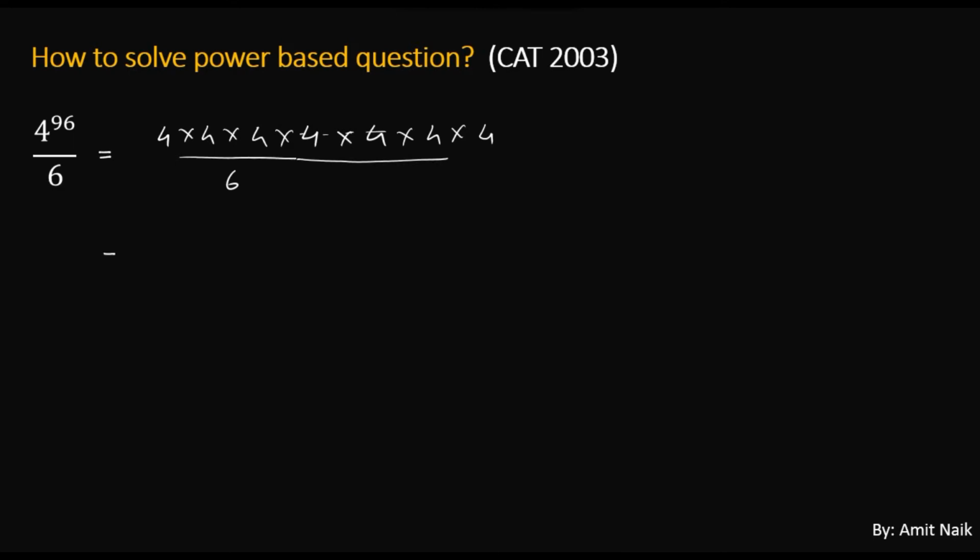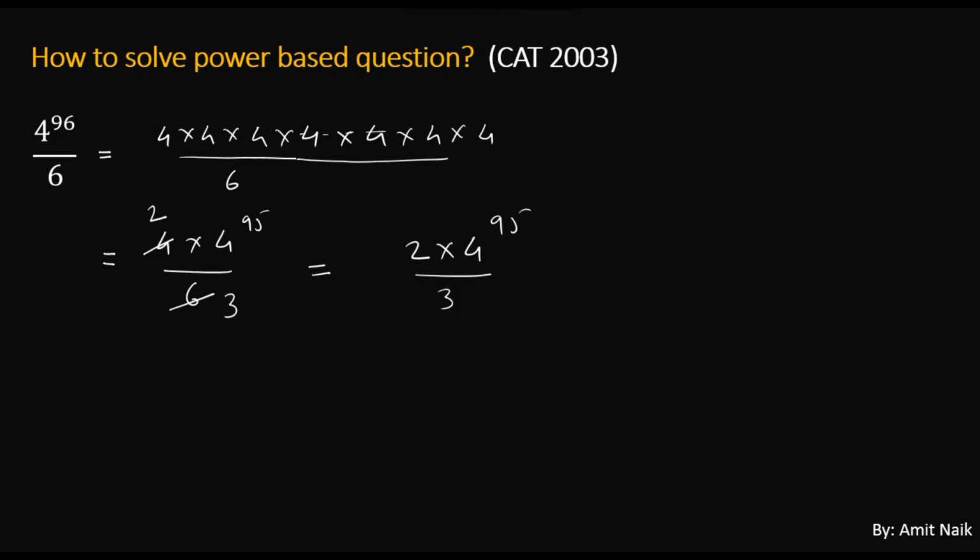Why? Because if you remember, we have learned cancellation. Now this is the moment where we use cancellation in power based questions. How? Instead of writing 4 to the power 96, I will write 4 into 4 to the power 95 divided by 6. I hope there should be no doubt in this, right? And then as we did in the cancellation part, I am going to prefer cancelling a term in the numerator and denominator by a factor of 2. So this will make it 2 and this will make it 3. Now the new question here is 2 into 4 to the power 95 divided by 3.